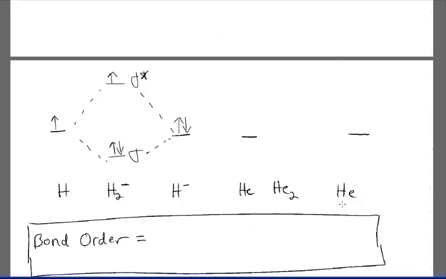Let's do another example. Let's do helium dimer. We'll use the same orbitals, sigma and sigma star.